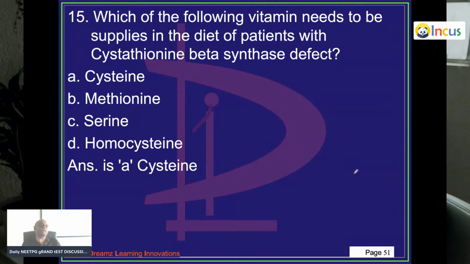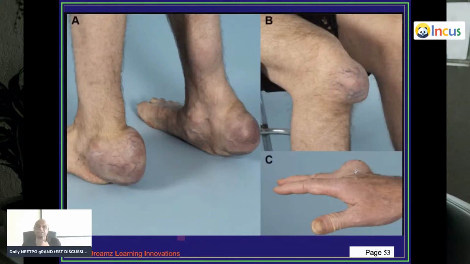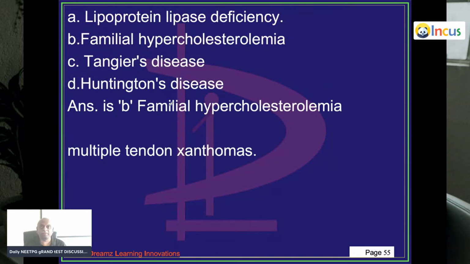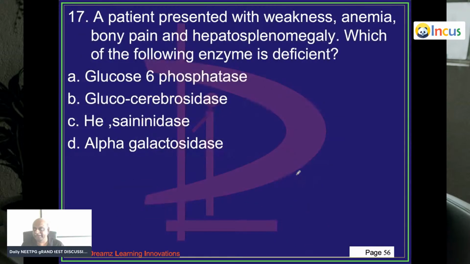Cystathionine beta synthase defect, cysteine. Serum cholesterol 398, LDL is 220. What is the diagnosis in this patient? Xanthomas are there, familial hypercholesterolemias. I told you now one question on hyperlipidemias, one question on lipoproteins. If not hypolipidemic drugs, it will definitely come.